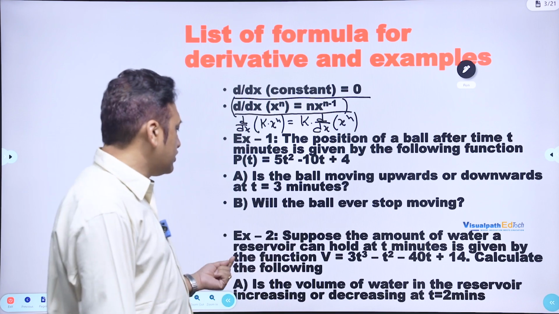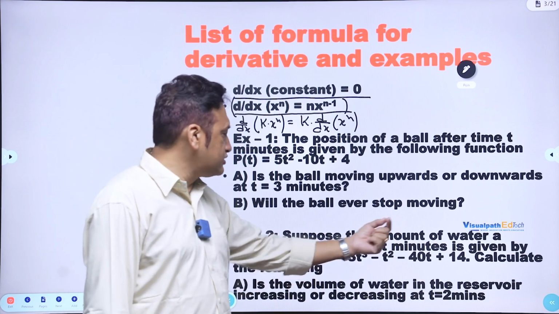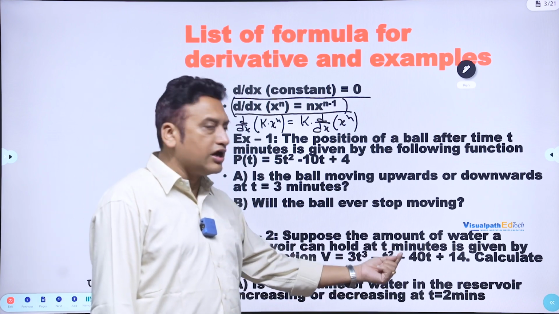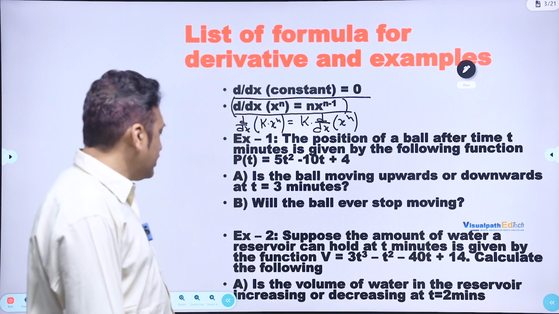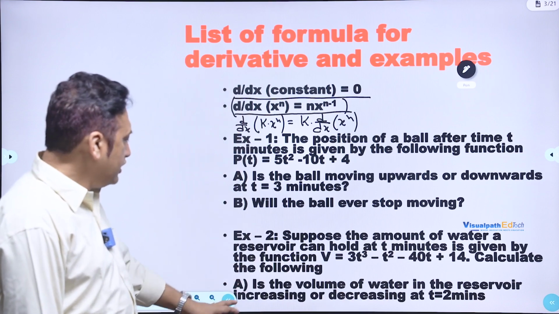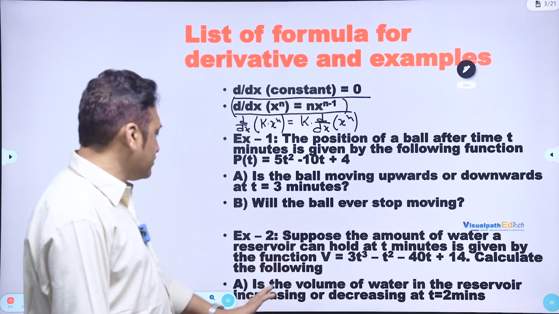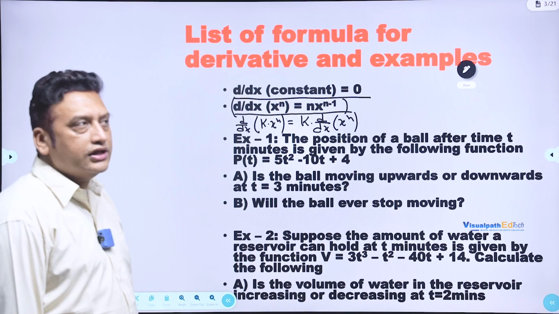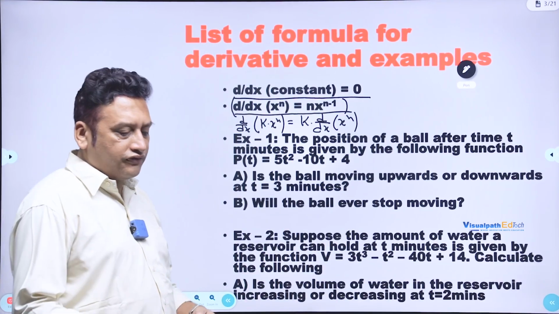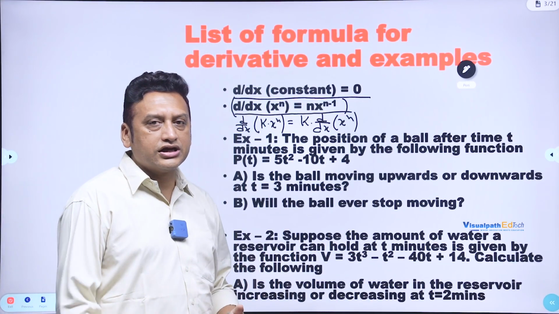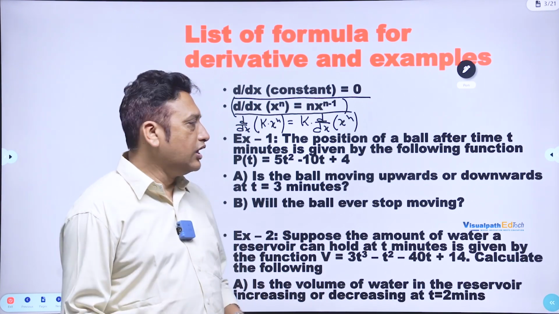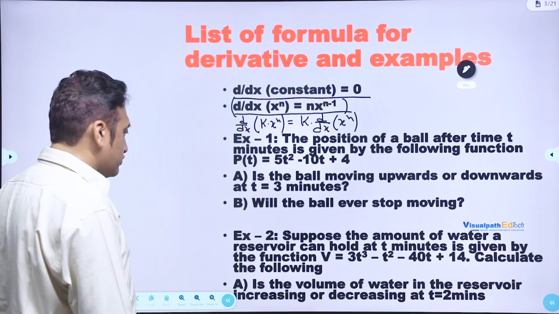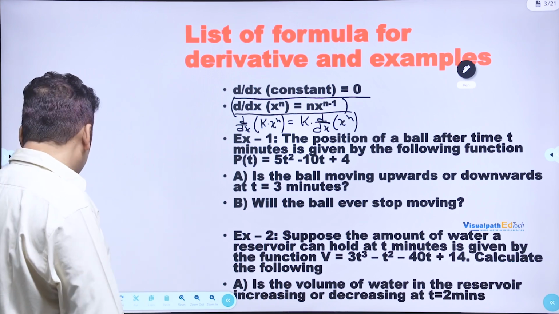Suppose the amount of water a reservoir can hold at t minutes is given by the function v is equal to 3t cube minus t square minus 40t plus 40. We are asked to calculate the following. Is the volume of water in the reservoir increasing or decreasing at t is equal to 2 minutes? Now, this actually comes of a different topic on increasing and decreasing function, which I am going to show you after some time when I finish increasing and decreasing function. So, right now we'll bypass it. We'll come back again to this particular slide.